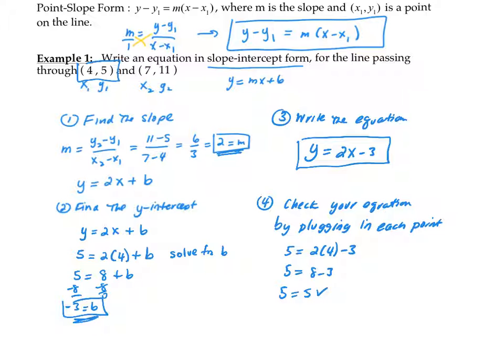Next, check your other point, (7, 11). So 11 goes in for y. And then you have 11 is equal to 2 times the x value of 7 minus 3. 11 is equal to 14 minus 3. That's definitely true. That gives you 11 is equal to 11. So your equation is correct.